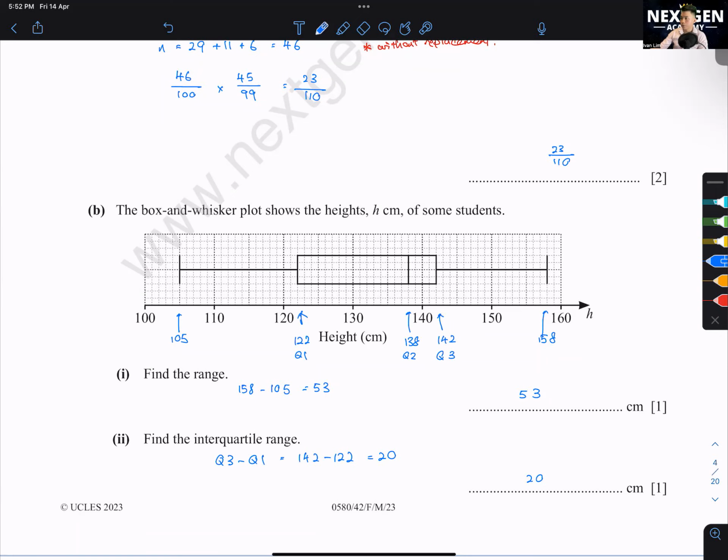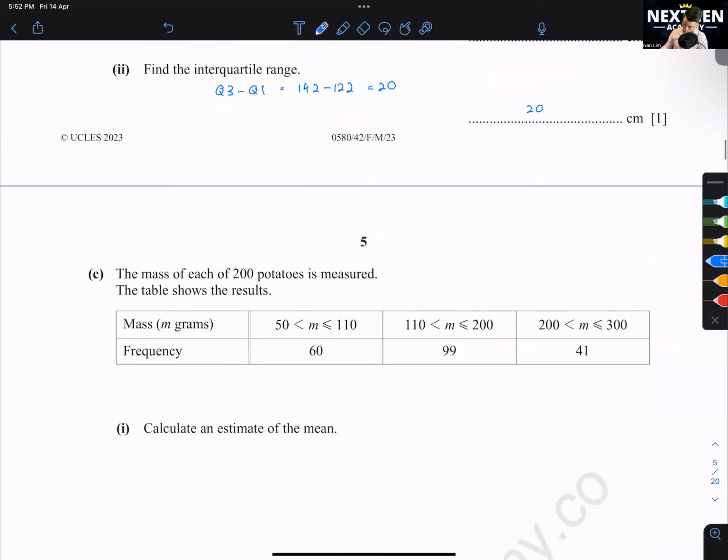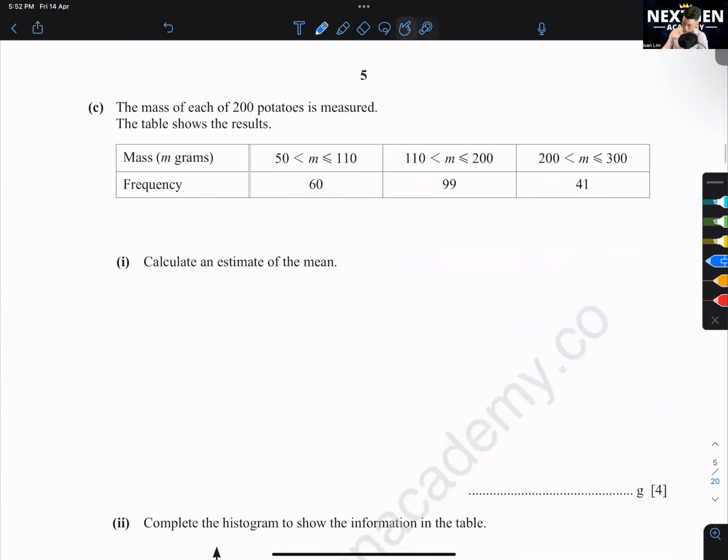Okay, question C. You want to measure potato, okay? 200 potatoes is measured. Okay, so we have this class 50 to 110, 110 to 200, 200 to 300. Okay, I want you all to observe the moment you see that the class width is different, this one confirm is a frequency density type of question already.